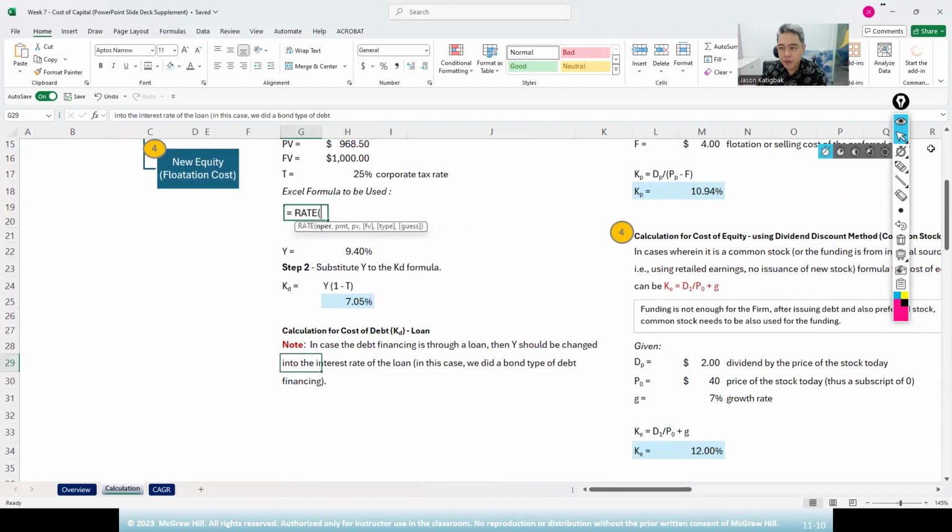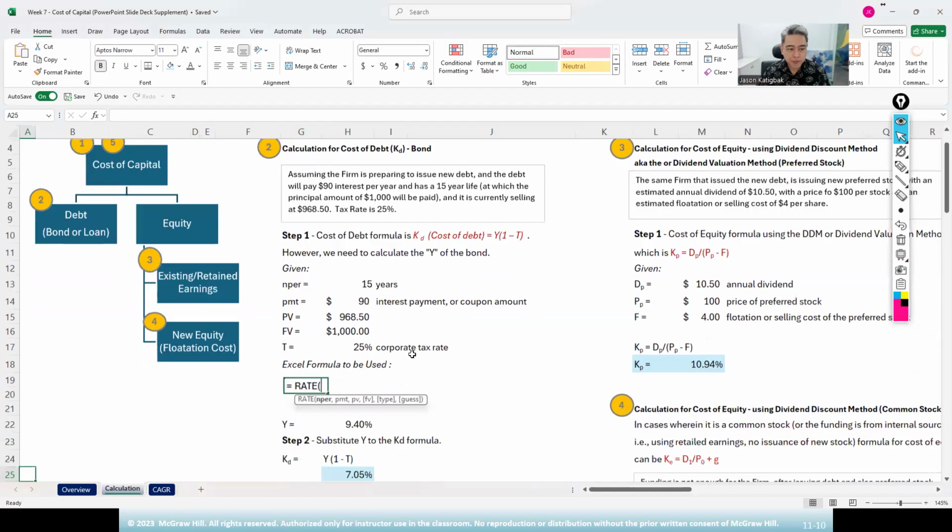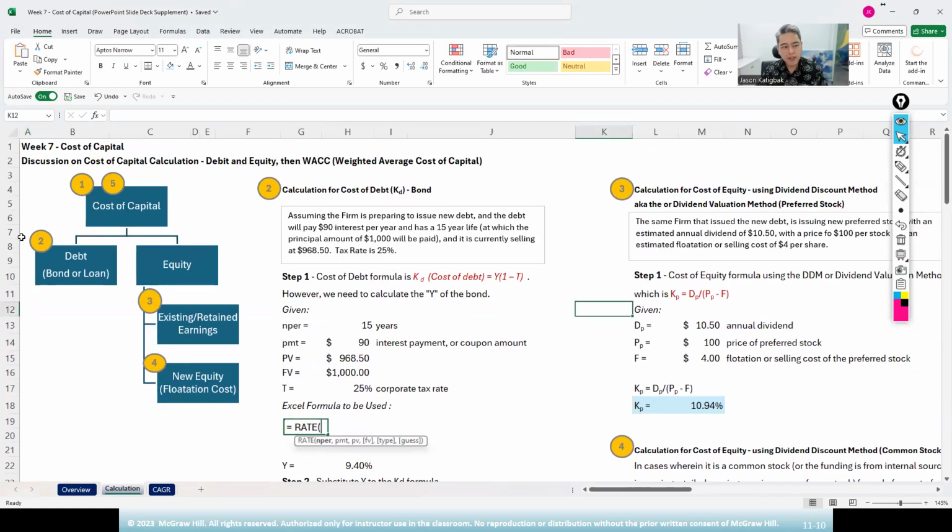Just a note, if this is a loan, not a bond, then straight up, this Y will be the interest rate of the loan. Then you just multiply it by 1 minus the tax rate. It's just straight up. But because it's a bond, we need to compute the yield to maturity. So you can have financing done through bonds or debt financing done through loans. Now, we're good with number two, not too bad, right?